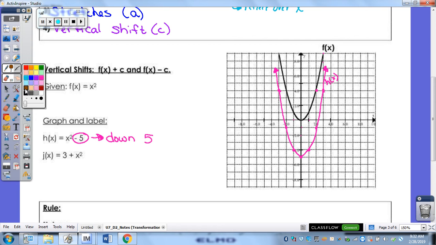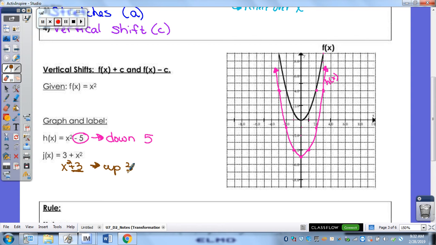So for j of x, I'm just going to rearrange this and put my x squared first, so it's in standard form now. So x squared plus 3. Because of the plus 3, which way are we going to move? We're going to move up 3.